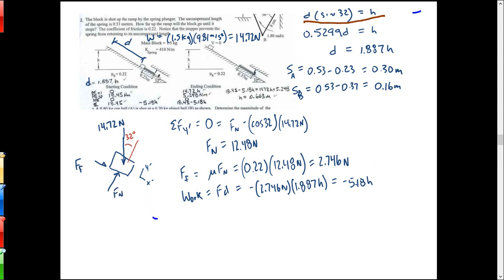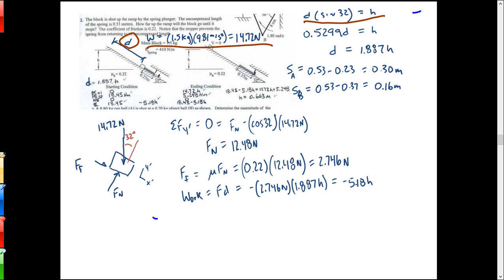Okay, so here's how you do that. The distance up the ramp, which I'm calling D, times the sine of 32 is the height. So instead of the height, I can use 0.5299D, and instead of D, I can use 1.887H. Because if you don't recognize that, you're going to have two unknowns in there, too many, but H and D relate to each other, okay? So you want to pick that up on that one.